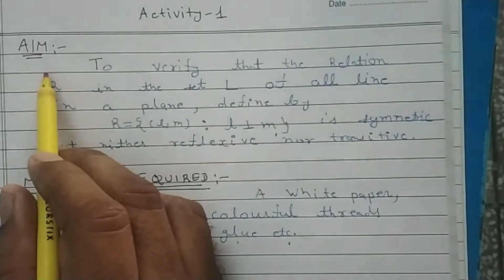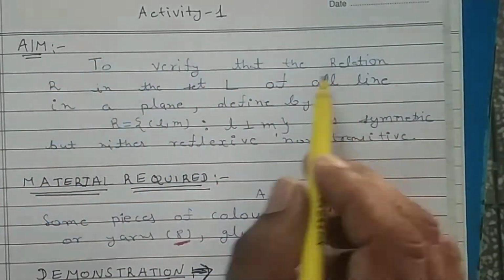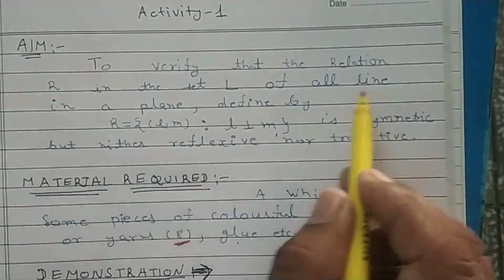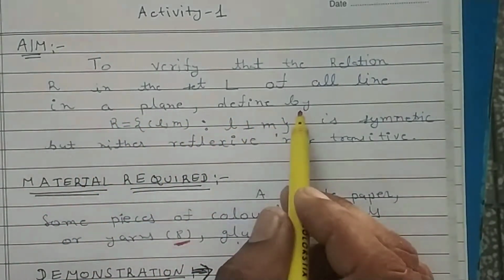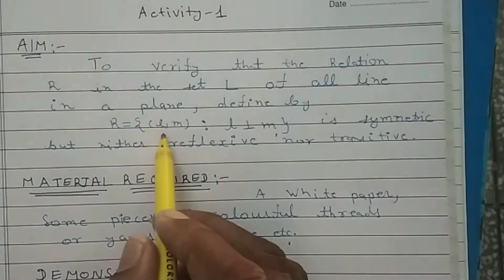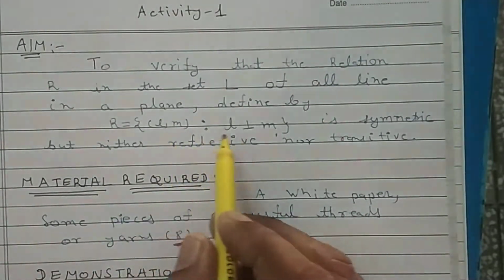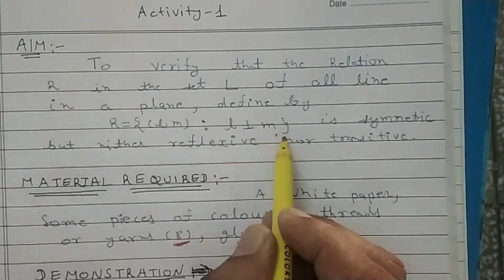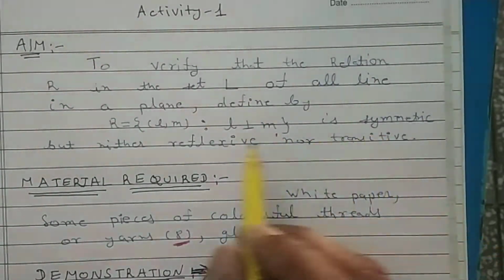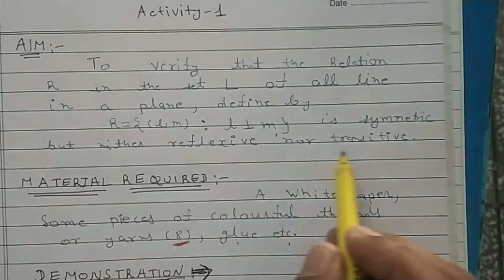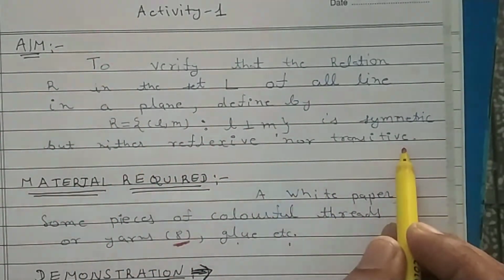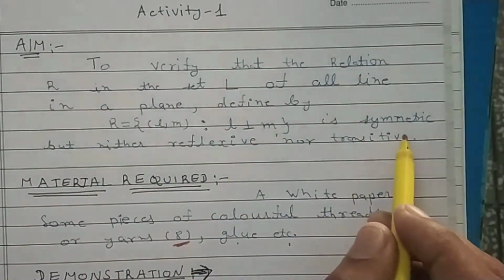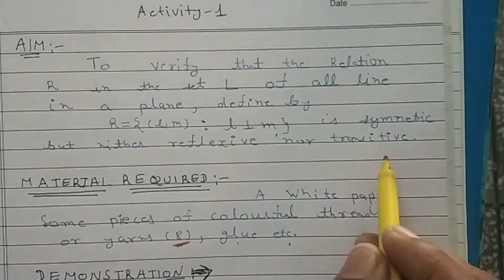The aim of this activity is to verify that the relation R in the set L of all lines in a plane, defined by R equals L comma M, where L is perpendicular to M, is symmetric, neither reflexive nor transitive.